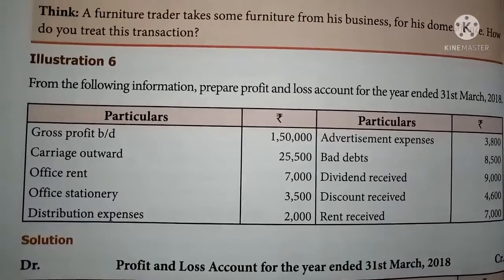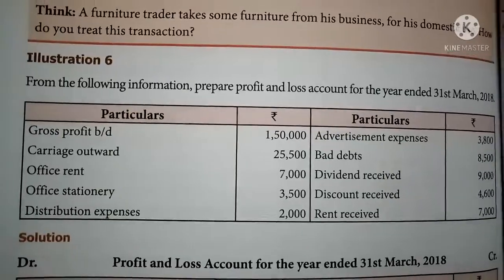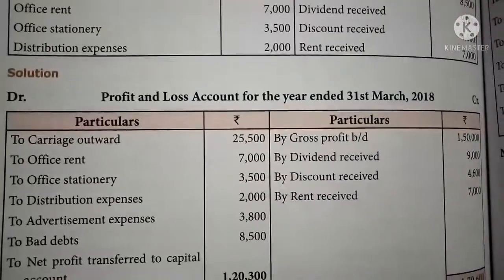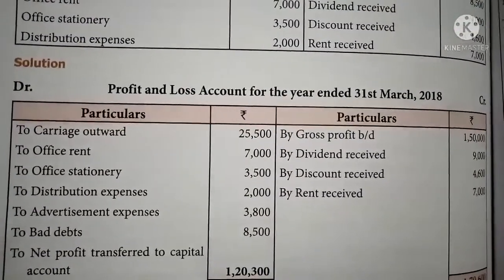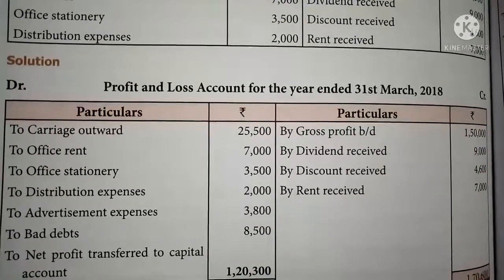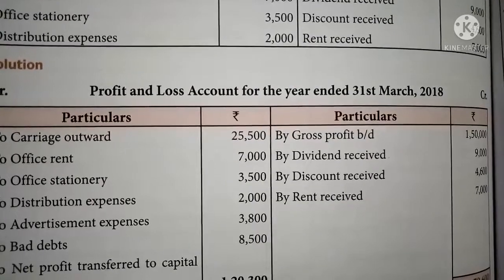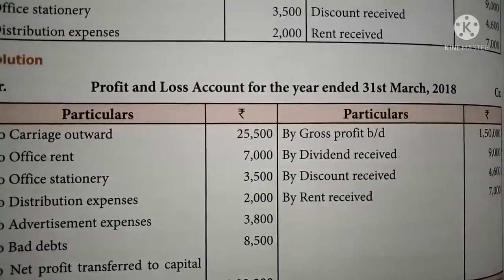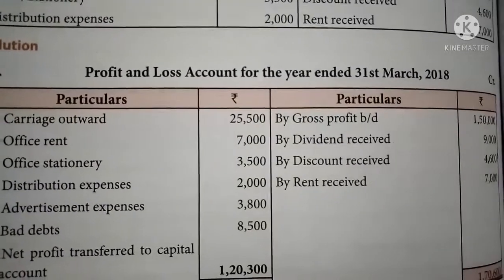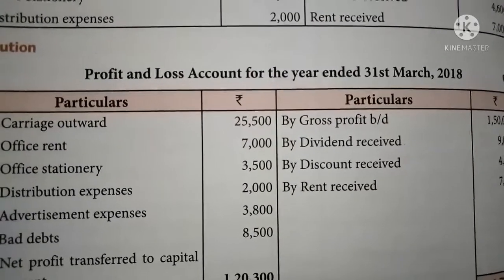Take all these three income items and show them on the credit side of the profit and loss account. So on the credit side of the profit and loss account: by dividend received 9,000, by discount received 4,600, by rent received 7,000. So write all the income items on the credit side.